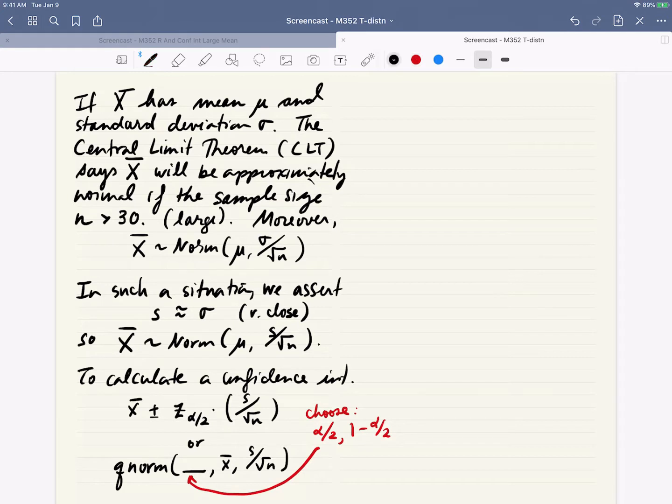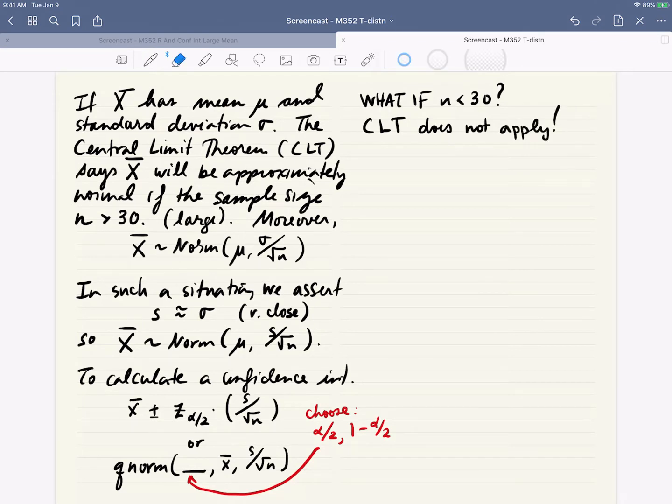So now what I want to address today in this screencast is what if n is less than 30? There's all kinds of stuff you can't do. The central limit theorem does not apply. Because the central limit theorem does not apply, x bar, the sample mean, is not necessarily normal.